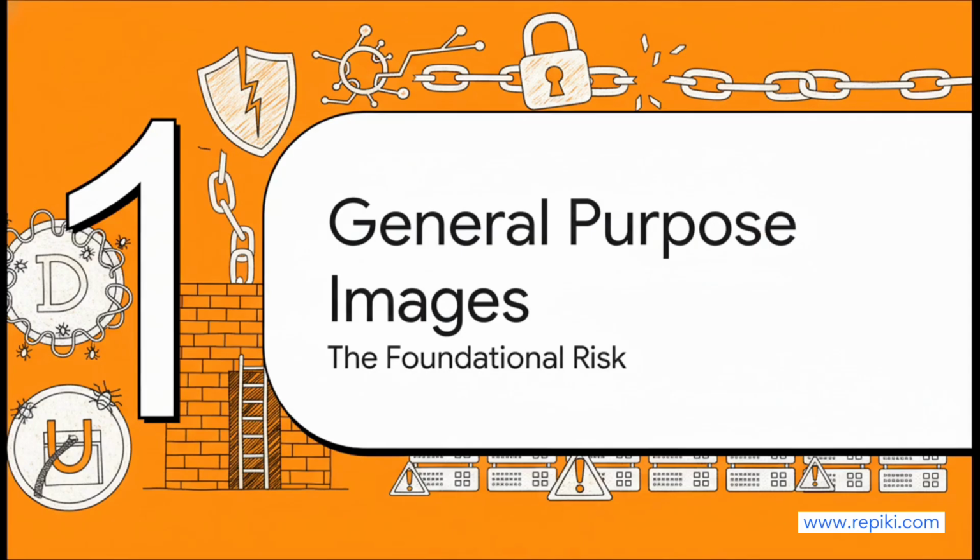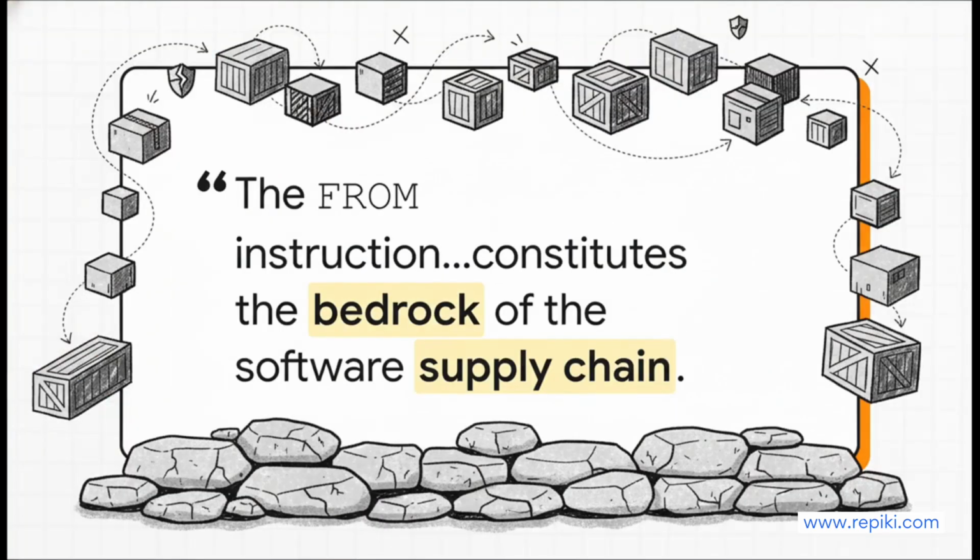Okay, let's start by looking at why. We'll dig into the most common choices, your Debians and Ubuntus, and uncover some of the hidden problems they bring along for the ride. This quote just nails it. That FROM instruction, it really is the bedrock of your whole software supply chain. Seriously, think about it. Every little vulnerability, every bit of inefficiency you inherit right there at the beginning, it just gets magnified, copied, and pasted across your entire system. It's a decision that just echoes.